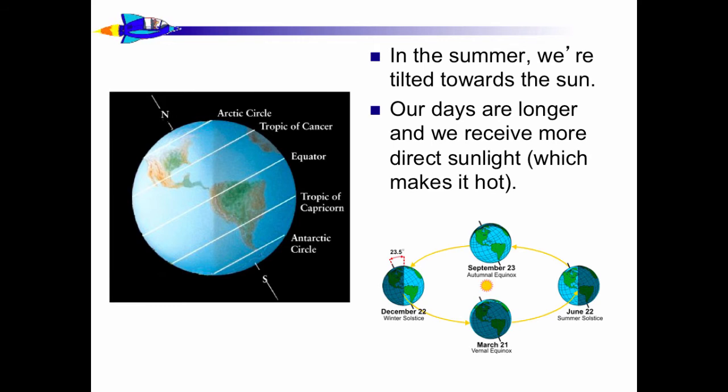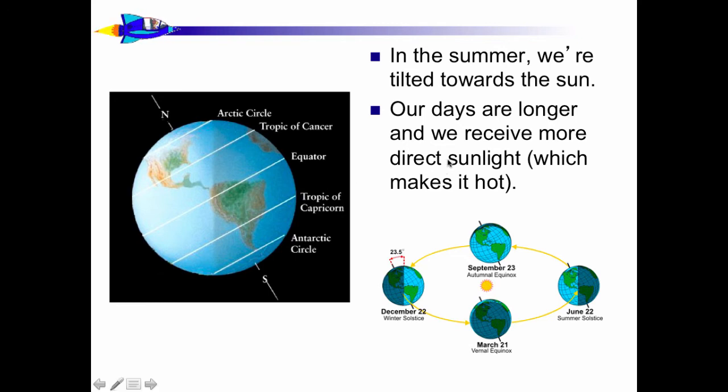If you were to flip it and look over here, when we are facing away from the sun and we are in winter, the southern hemisphere is facing towards the sun and they are in summer. The part of the Earth that receives the most direct sunlight in winter is the Tropic of Capricorn. And notice the Tropic of Capricorn is in the southern hemisphere. That's why it is summer for them and winter for us.